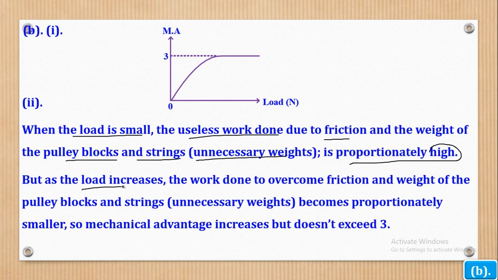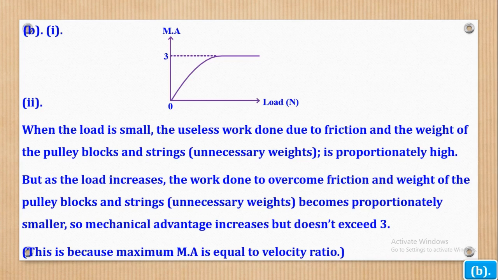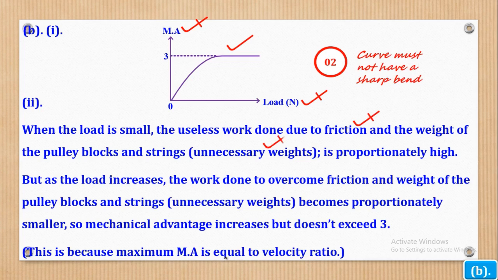So as the load increases, the work done to overcome friction and the unnecessary weights becomes proportionately smaller, and so mechanical advantage increases but does not exceed 3. And the reason why it doesn't exceed 3 is because maximum mechanical advantage will always be equal to velocity ratio. So that is how the marks would be awarded.